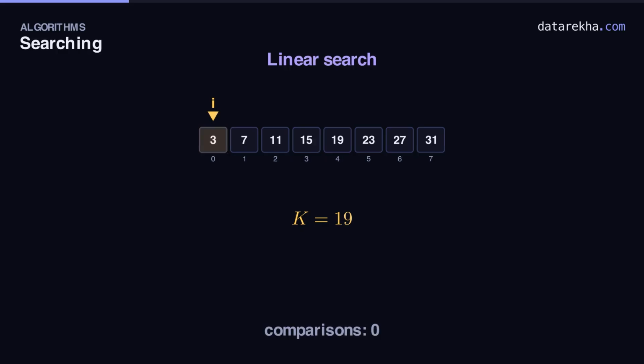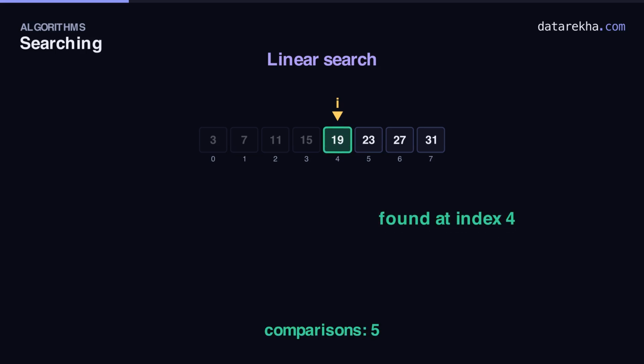Box 0 is 3, not 19. Move on. Box 1, 7, still no. Box 2, 11. Keep going. Box 3, 15, not yet. And box 4 is 19. A match. We stop and return index 4. It took 5 comparisons to get here.